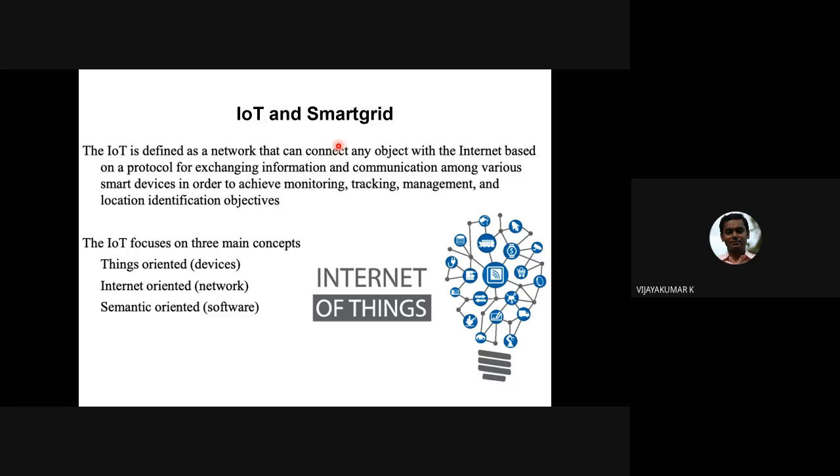So integrating sensing, communication, computation, and control, these four are very much required to make your system smarter. Once you are integrating all of these, why are we integrating these technologies? We are integrating these technologies to achieve monitoring of the system. We are able to monitor the system.